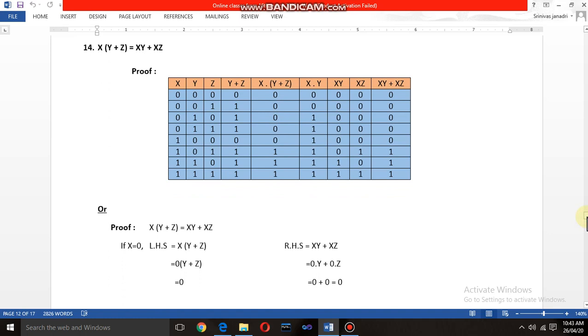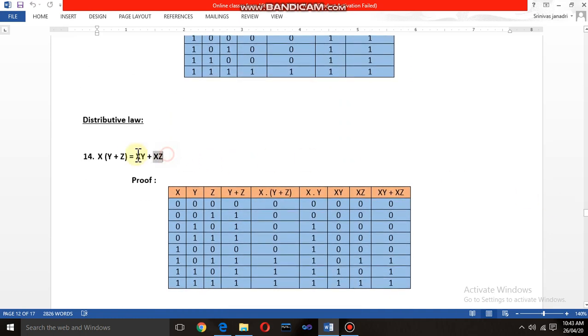Let us discuss one by one. The first is the distributive law. Just look here: x, and in the bracket we have y or z, a logical addition between y and z, whose result is ANDed with x. That is read as x and (y or z) is equal to (x and y) or (x and z). This is the result.